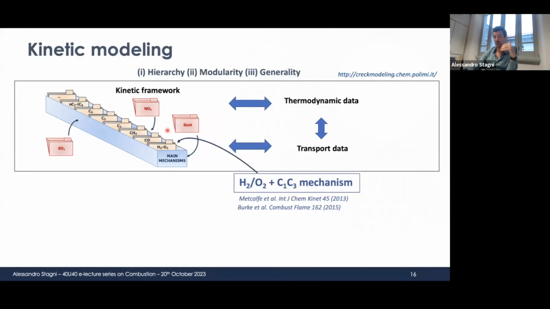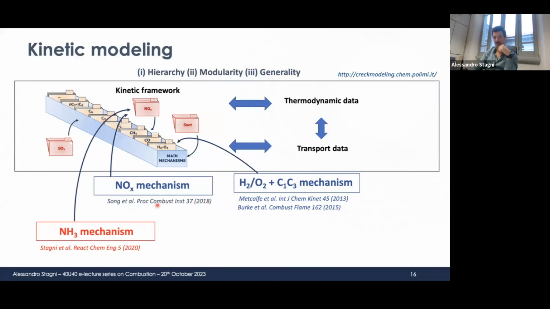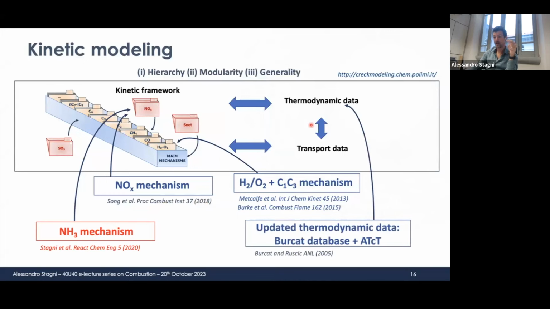And we started in a modular way several years ago by updating the core mechanism. So hydrogen mechanism and C1, C3 mechanism. Then in 2018, we updated the NOx mechanism. Then we updated the ammonia mechanism in 2020. Behind this, we also updated thermodynamic data considering the latest calculation of Burkhardt and ATcT database. Overall, the kinetic model of ammonia is relatively small if we compare it to upper hydrocarbons. It's only around 30 species and 200 reactions. So it can be used in several applications, even multidimensional.